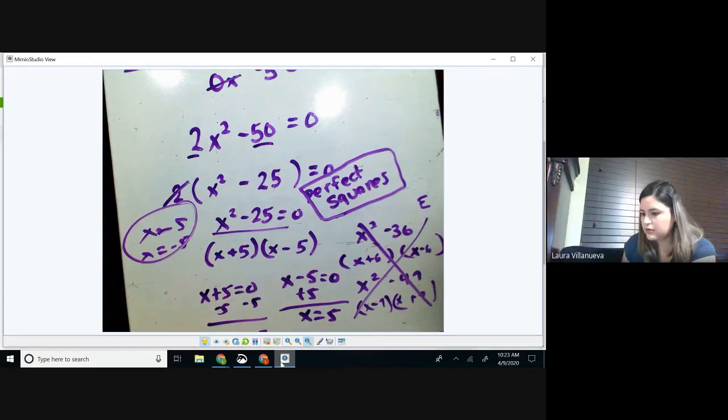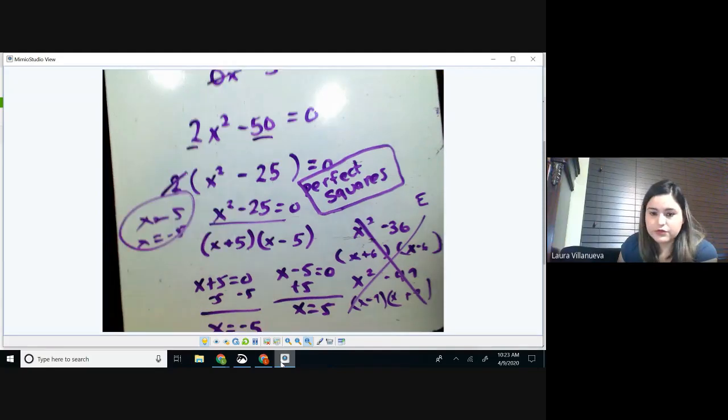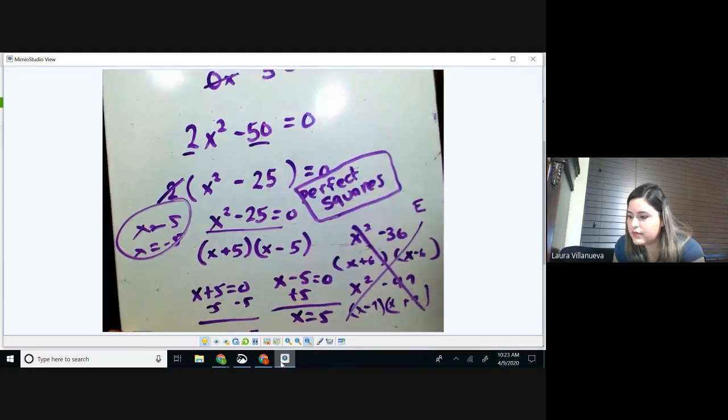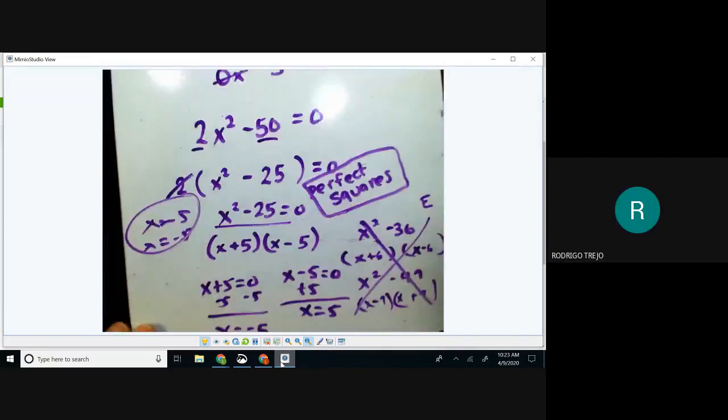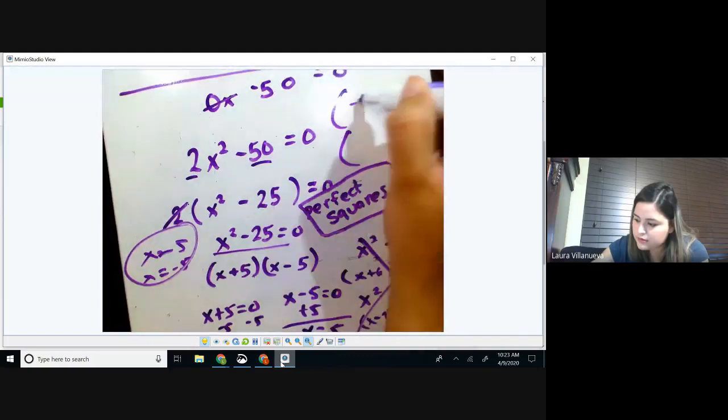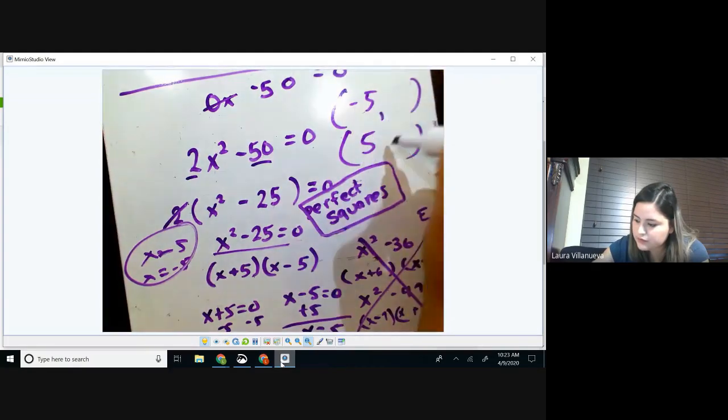So, ¿qué va a ser la answer? You know that it's 5 and negative 5, but this is not your answer. Why not? Porque falta otro, ¿no? Falta la y. You're missing the y. So negative 5, positive 5, you're missing the y.